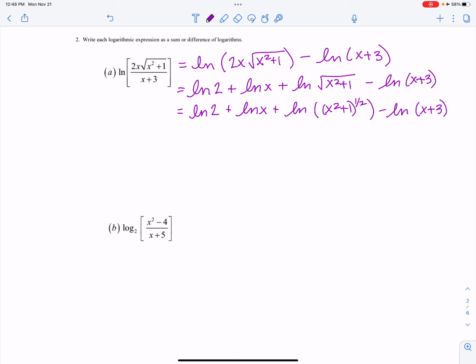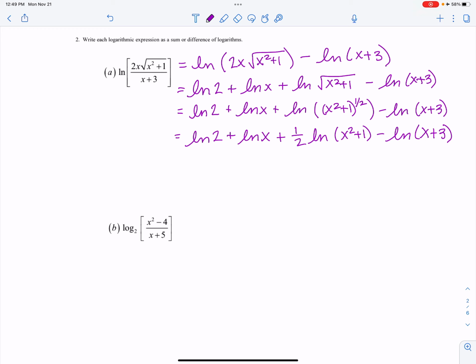And then we can use our power rule. Now that we have a power, we can use our power rule. So we have the natural log of 2 plus the natural log of x plus, we're going to rewrite that with our power out front, 1/2 natural log of x squared plus 1 minus the natural log of x plus 3. And there we did. We've expanded it. It's what some other text might refer to this as, is expanding it.